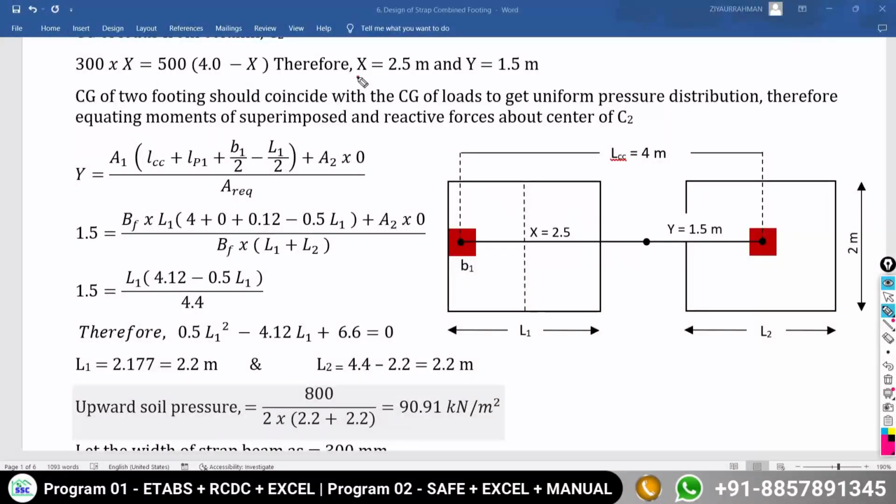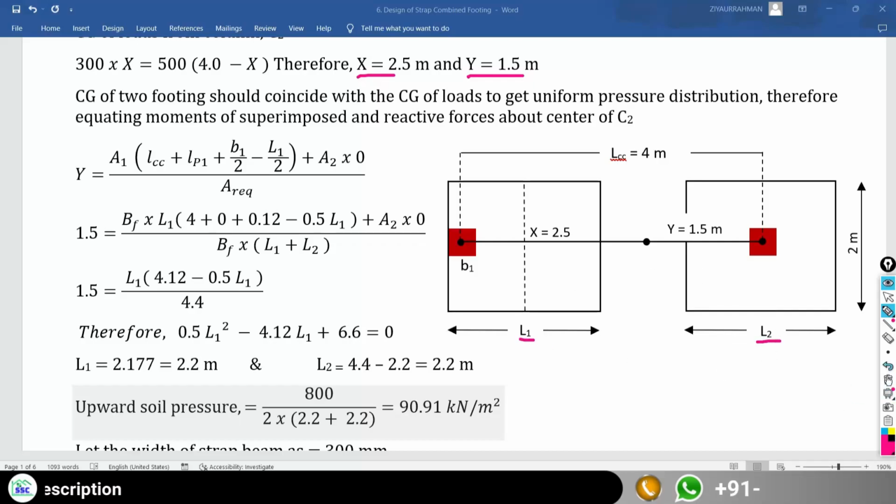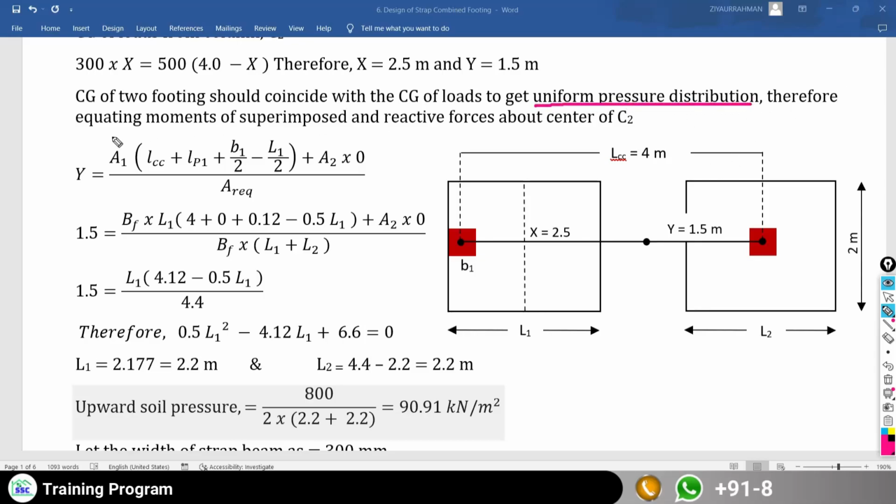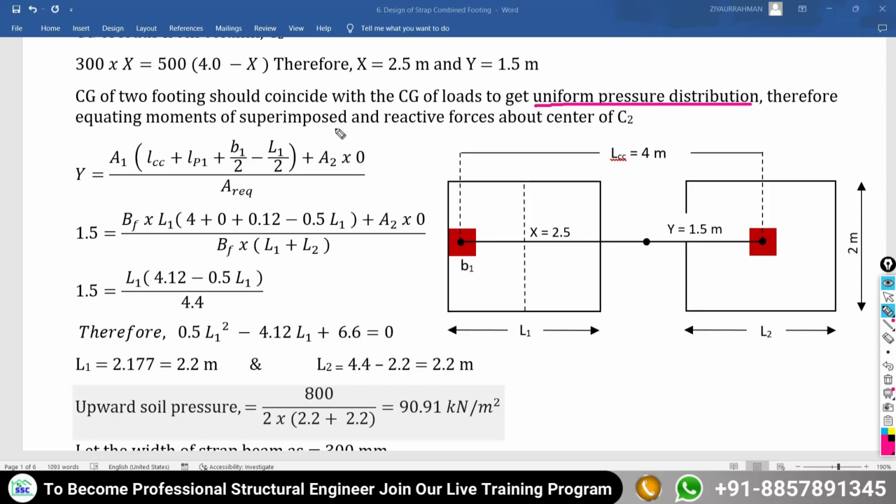Now after knowing the values of x and y, we have to find out L1 and L2 for both of the footings. For that, we are trying to keep the CG of the load and the CG of the footing coincided at one point in order to ensure uniform pressure distribution. Therefore, we are going to equate the moments of superimposed and reactive forces about the center of your column C2.